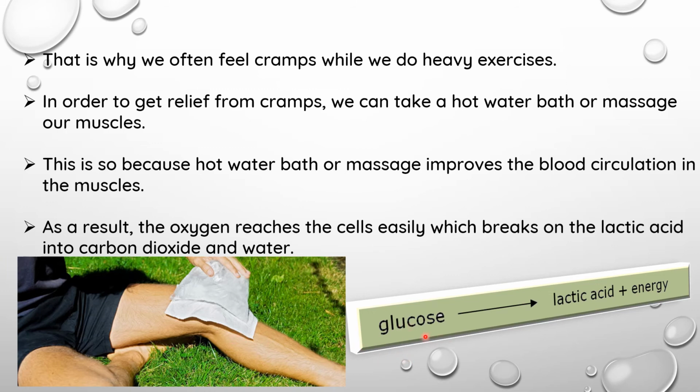See here, glucose. In anaerobic respiration in our muscles, glucose breaks down to lactic acid and energy. But in the case of yeast, which is also anaerobic respiration, glucose breaks down to release energy, carbon dioxide, and alcohol. But in human beings, after heavy exercise, glucose breaks down to lactic acid and energy.